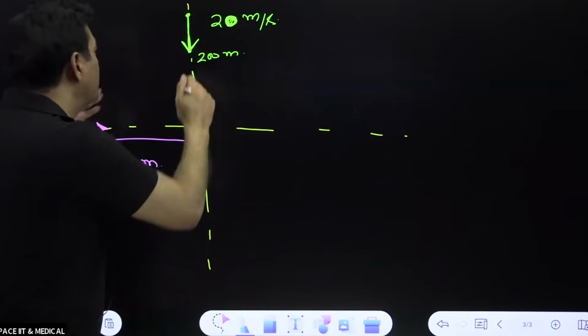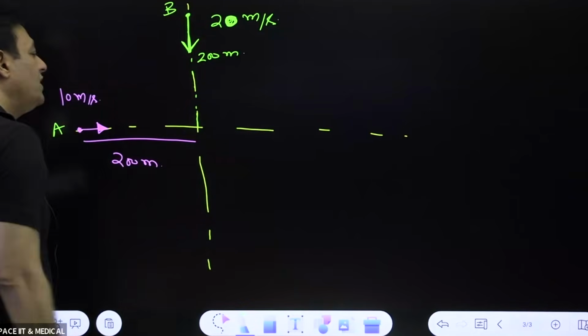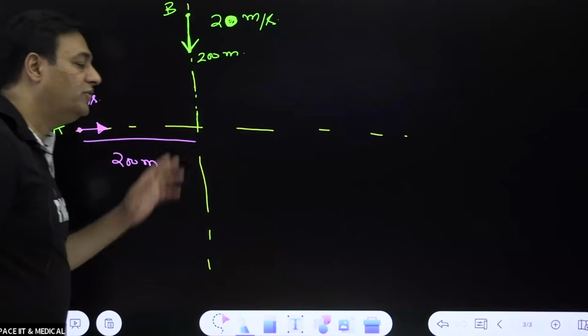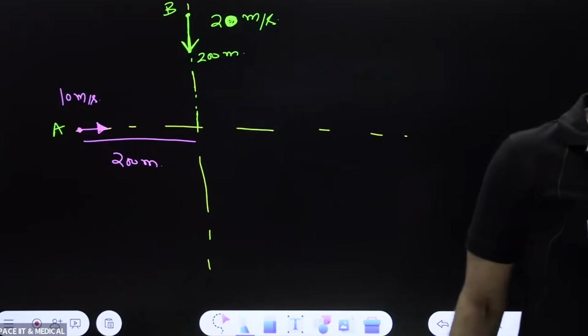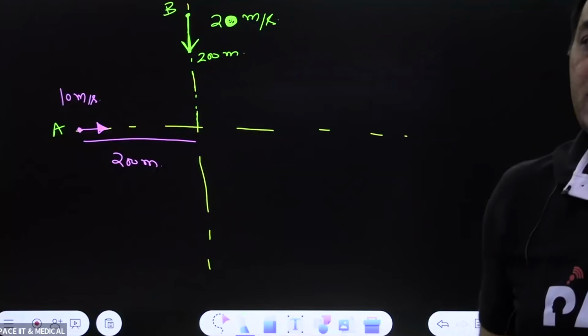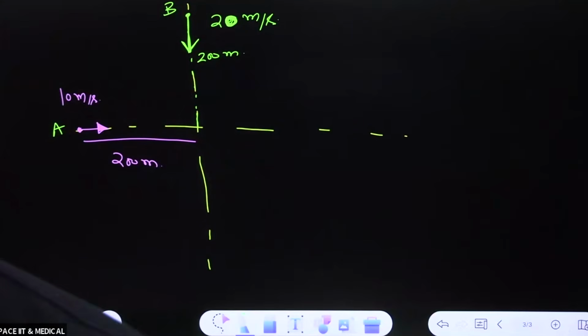Can you tell me who will reach? This is A, this is B. Who will reach the origin first? Both were equidistant. Who will reach the origin first? Quick, just a quick answer. Write in the chat. I want to see how many of you are attentive.